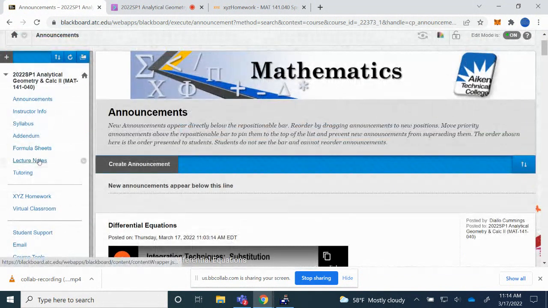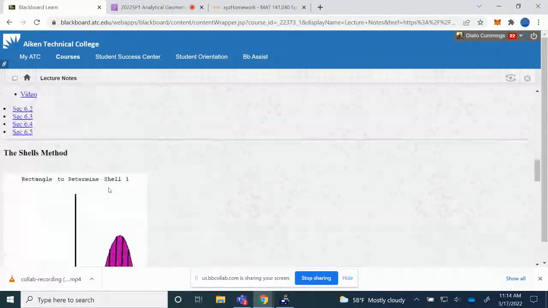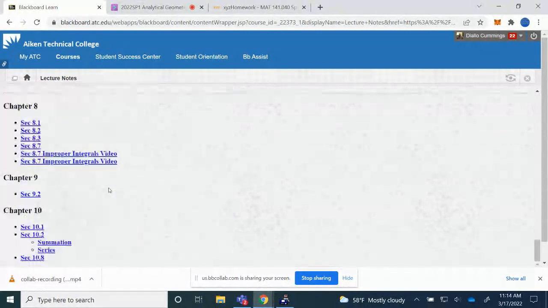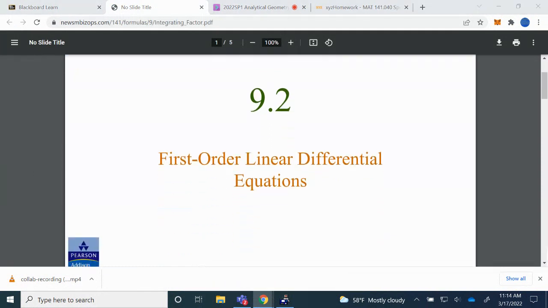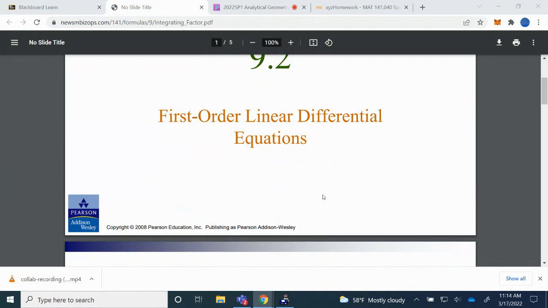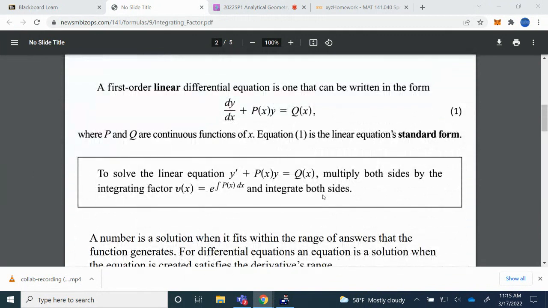So I'm going to go into lecture notes. And I believe this is in section 9.2. Here again, this was taken from a different textbook, but the information on the slide is pertinent to the course. Today we're going to look at first order linear differential equations. Now we won't actually solve them, but we're going to look at the setup of a differential equation. Sometimes differential equations can be first order, second order, third order. That's all dependent upon the order of the derivative.